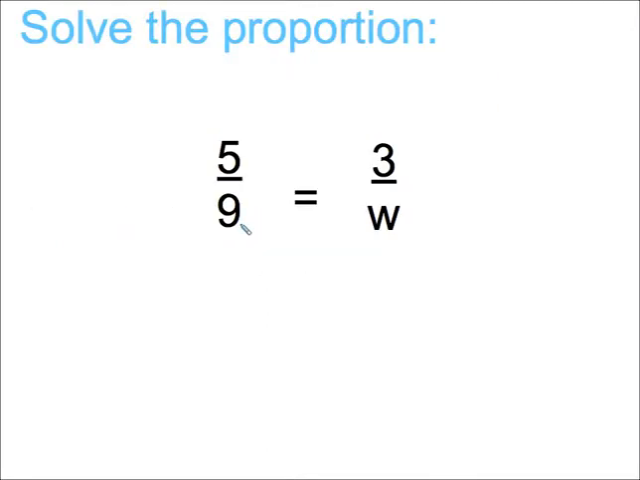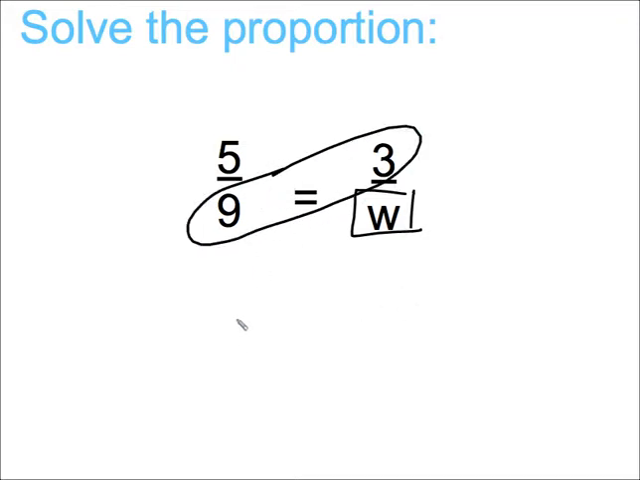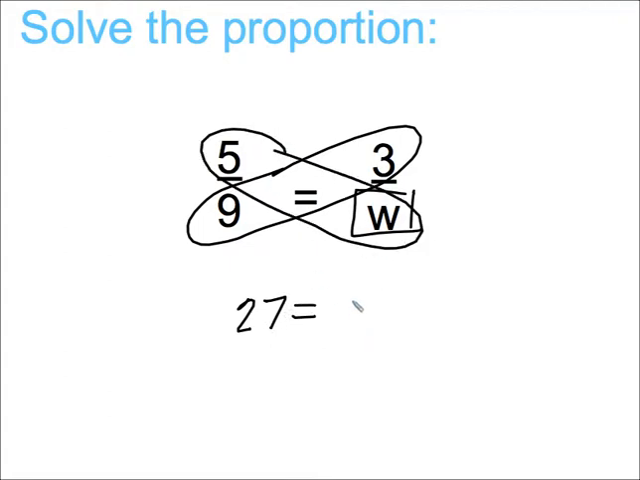And so when I look at this, I want to know what this part would be right here. Well, we have to do something called cross multiplication. Well, not always, but in this case we do. When we cross multiply, we're going to take 9 times 3 and we get 27. And we take 5 times w and we get 5w.